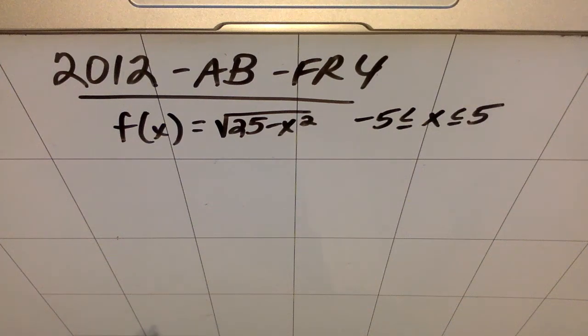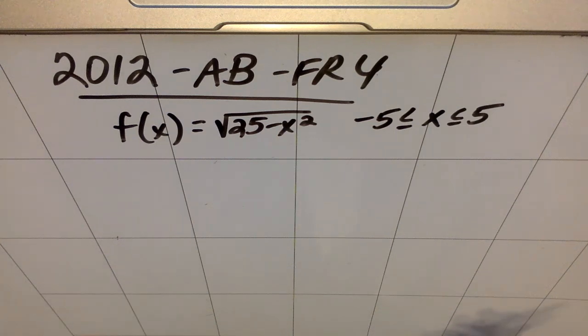Go ahead and do a little bit more AP review. This is 2012 AB number 4. It was AB only. We are given the function f of x equals the square root of the quantity 25 minus x squared from -5 to 5. It's not a bad visual if you can pick up that this is a semicircle of radius 5 centered at the origin. You don't have to know that, but it's not terrible for you to know.